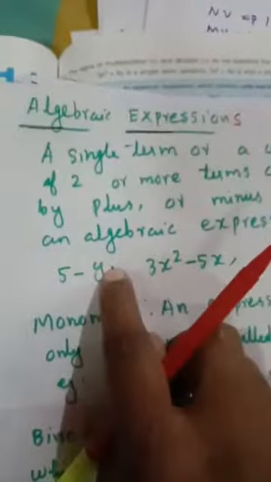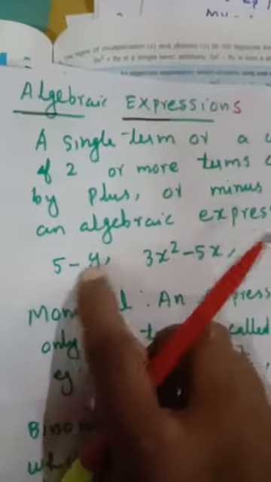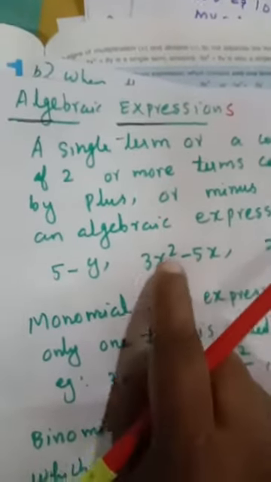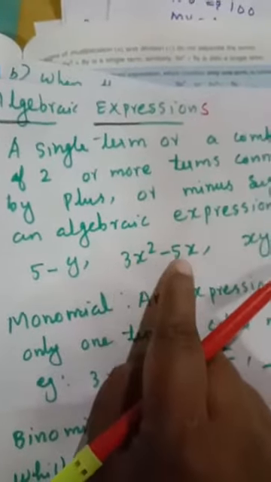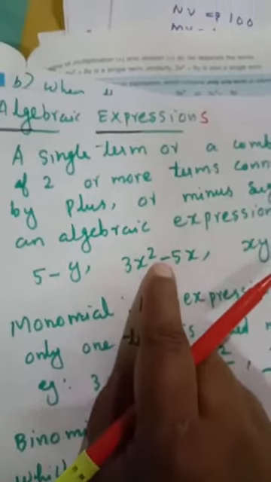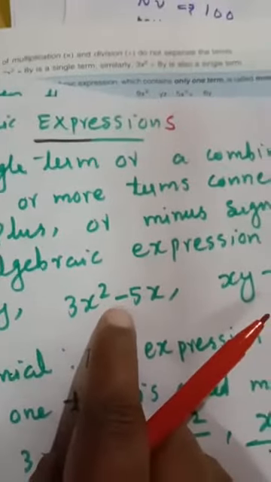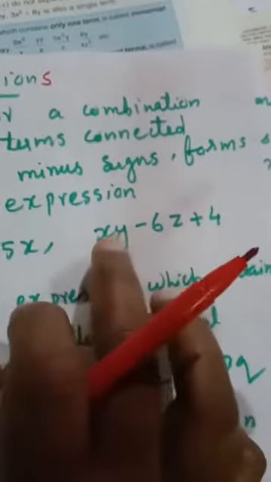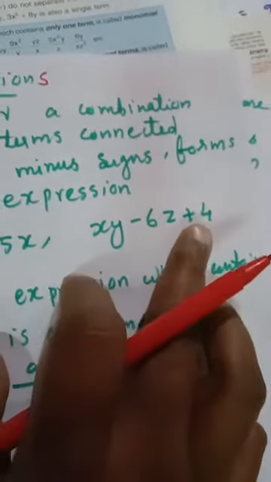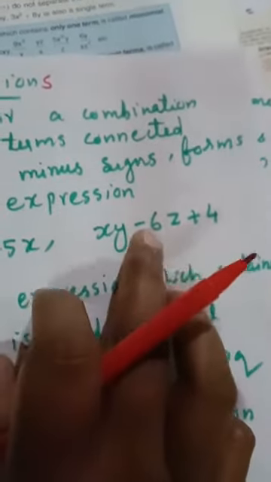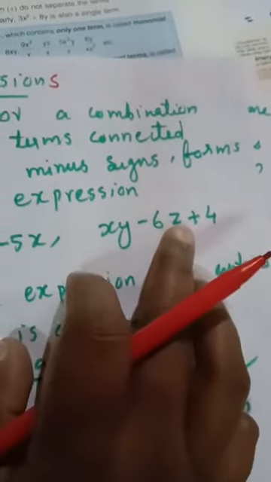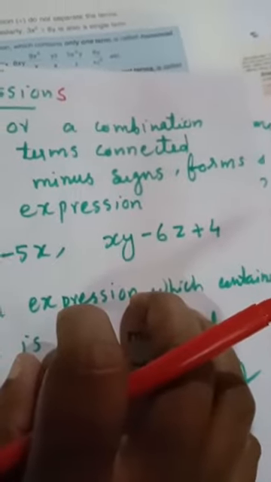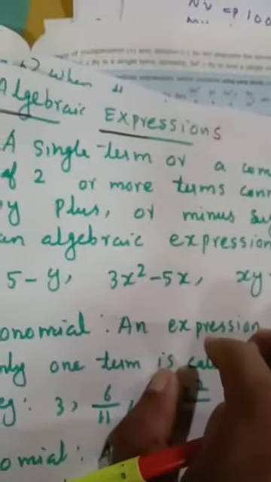For example, 5 minus y is an algebraic expression because it is connected by a negative sign. 3x square minus 5x: 3x square is a term and 5x is another term, connected by a negative sign, so this is an algebraic expression. Next, xy minus 6z plus 4. Here xy is a term, 6z is a term, 4 is a constant. These are connected by a minus sign and a plus sign, so this is also an algebraic expression. So what do you mean by an algebraic expression?